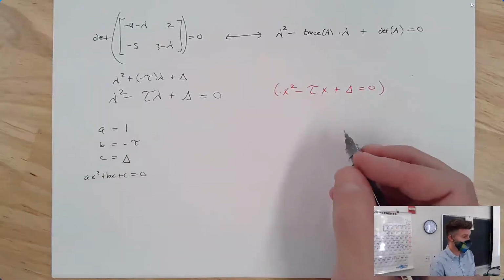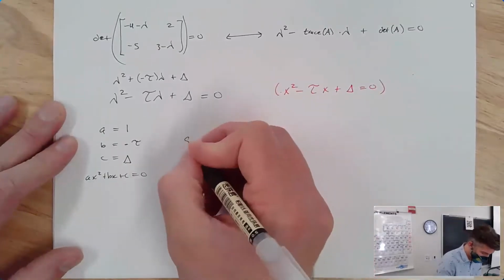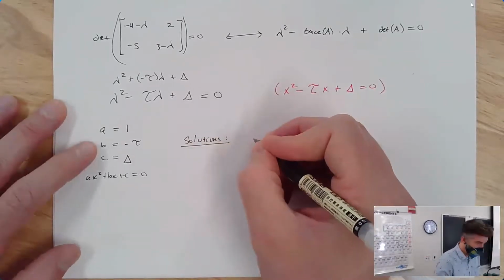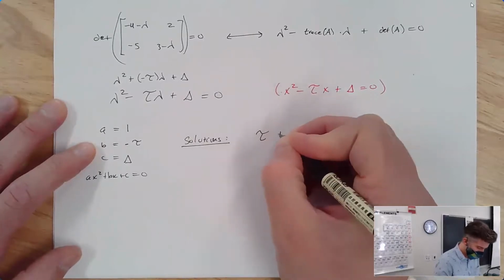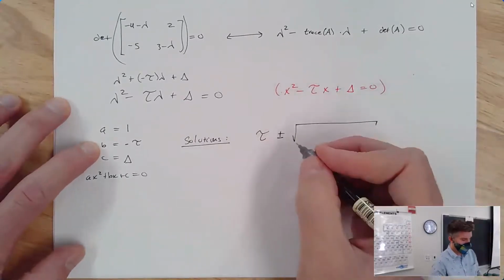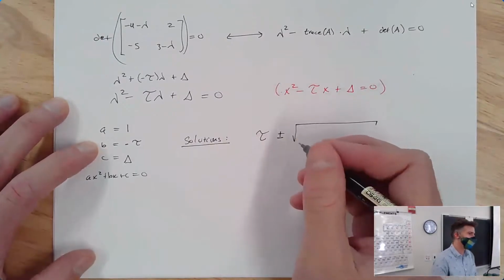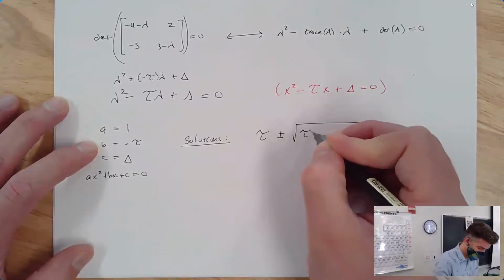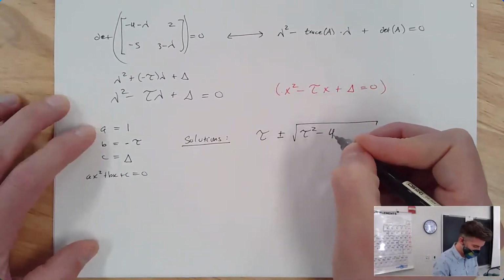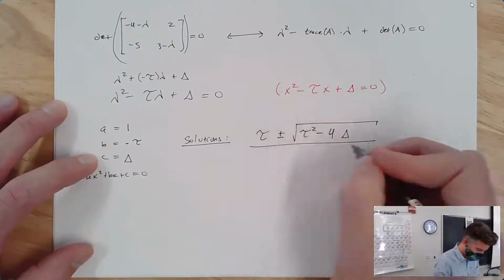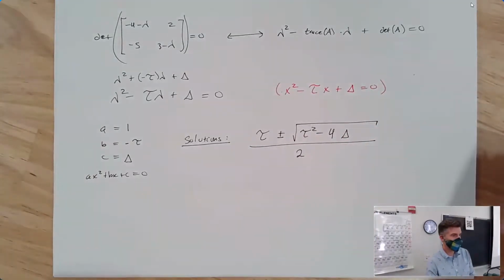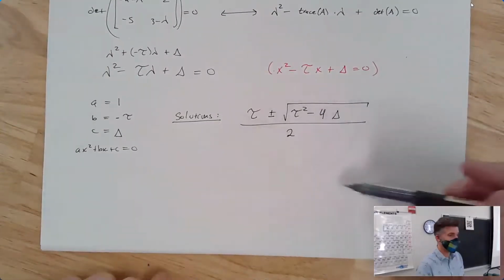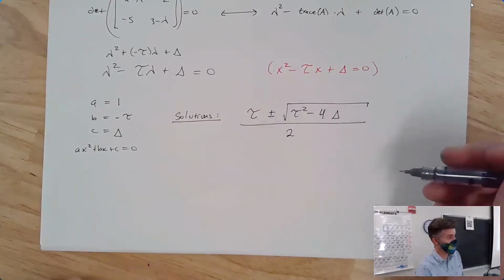Okay, so now we can use the quadratic formula and say, well, the solutions are going to be negative b plus or minus the square root of b squared. You could write the negative trace squared, but you don't really need the negative there because a negative thing squared is the same as a positive thing squared. Minus 4 times a times c all over 2 times a. So sometimes it's going to be more convenient to do this. A lot of the time it's going to be more convenient to do this.